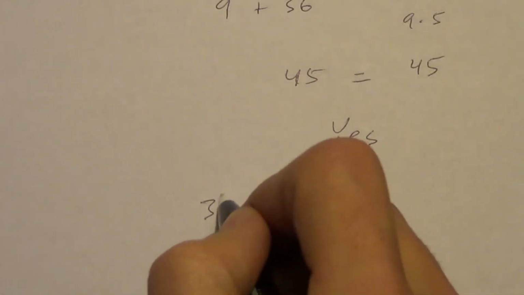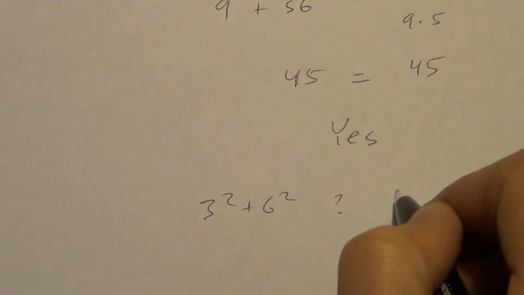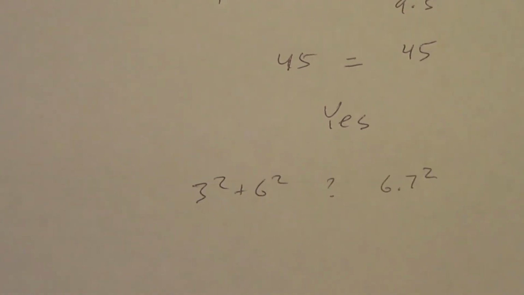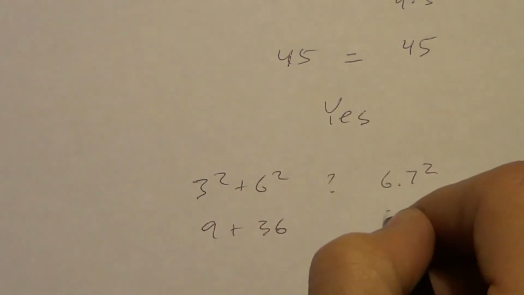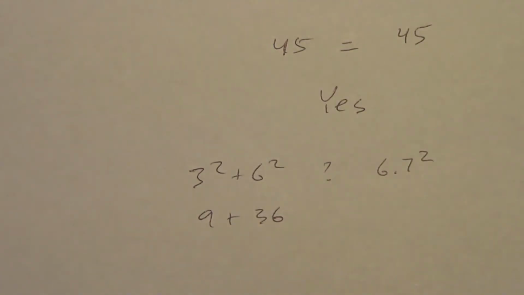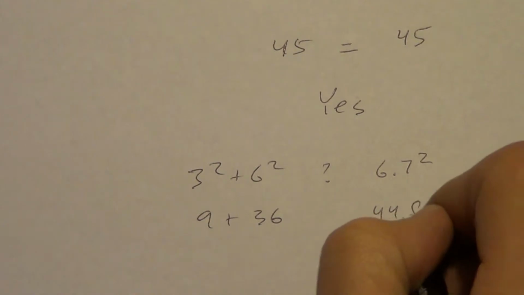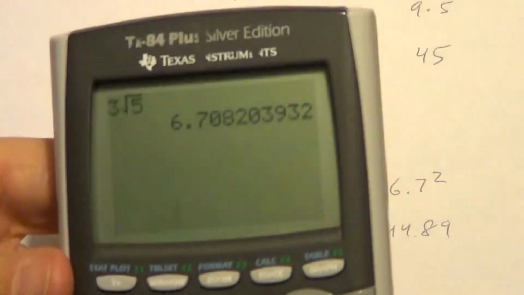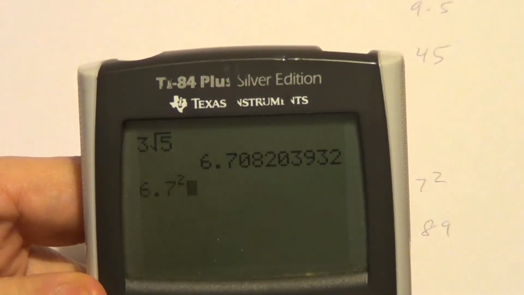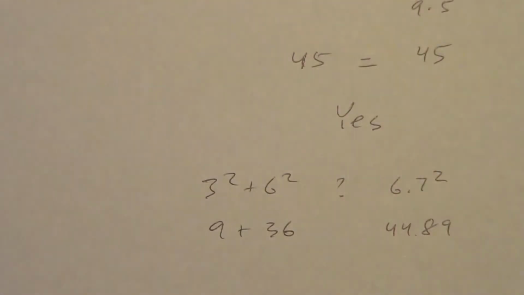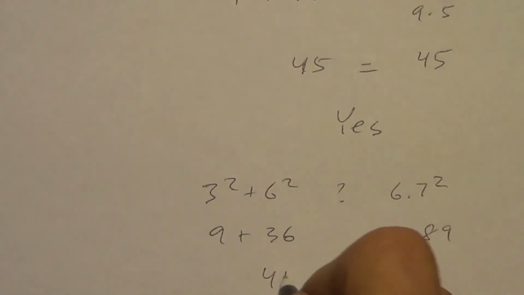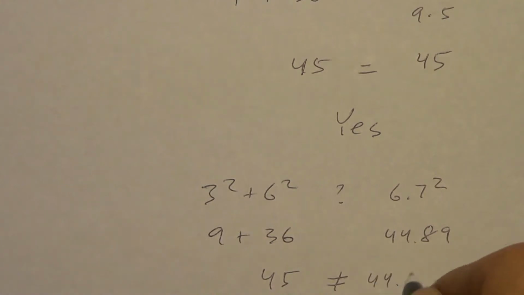All right, I'll show you that real quick if we use the 6.7. So 3 squared plus 6 squared, big old question mark, 6.7 squared. All right, once again, we know this is 9 and this is 36. 6.7 squared. Use your calculator if you need to. I believe it is 44.89. Double check that real quick. 6.7 squared. Yep, 44.89. Okay. So 45 does not equal 44.89.